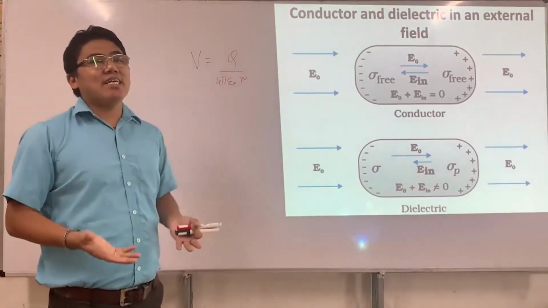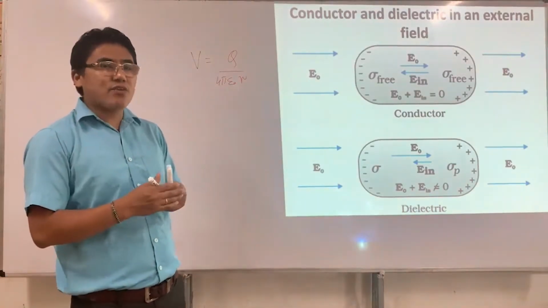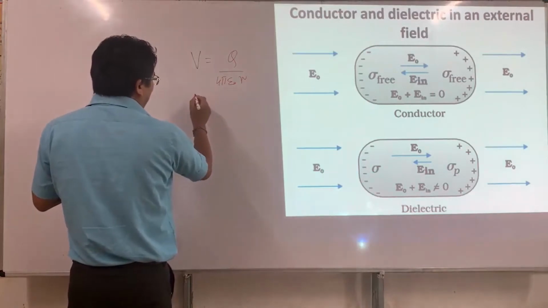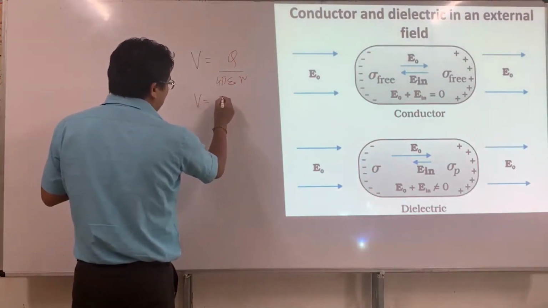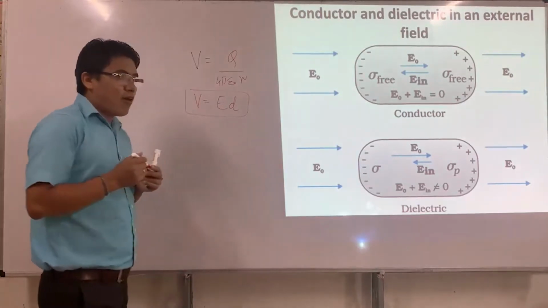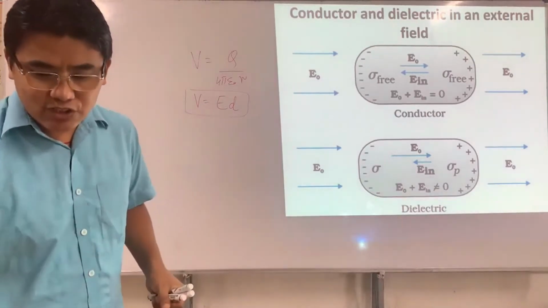Whenever there is an electric field, there will be a potential difference, and this is how we define the potential and electric field relation. E is equal to minus dV/dx. This is the relation we found between potential and electric field. This is a very important relation.